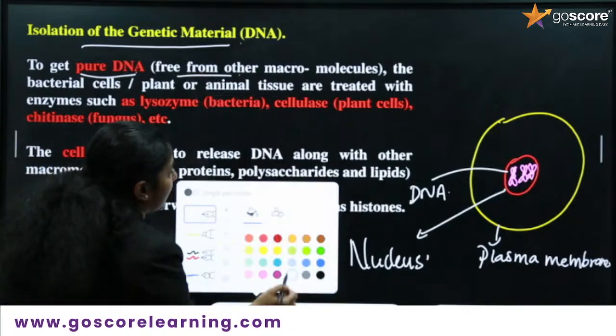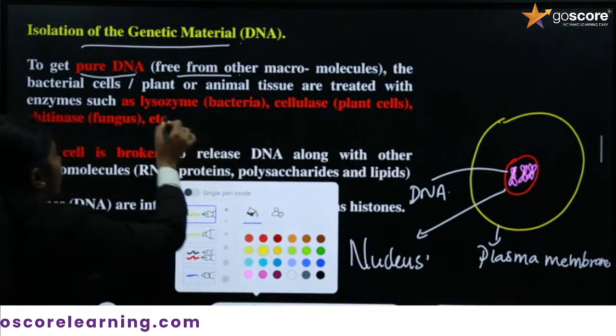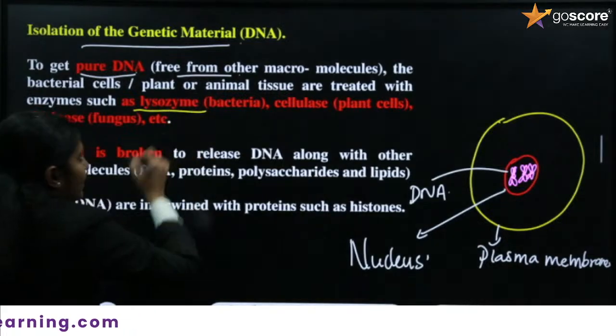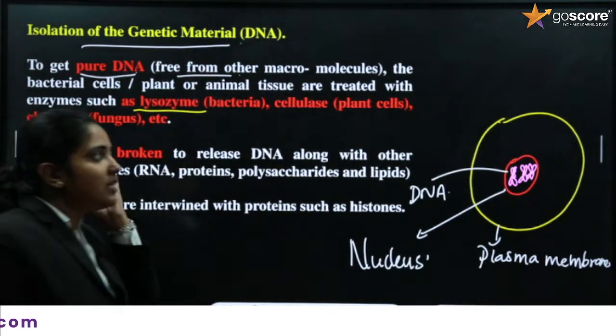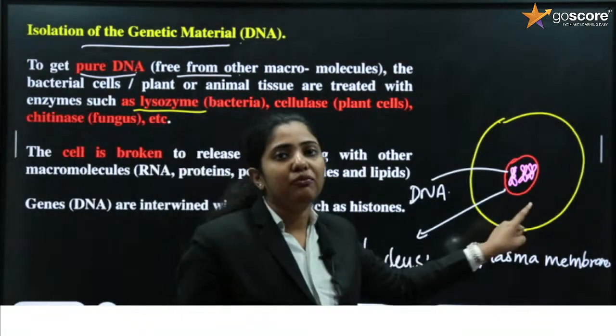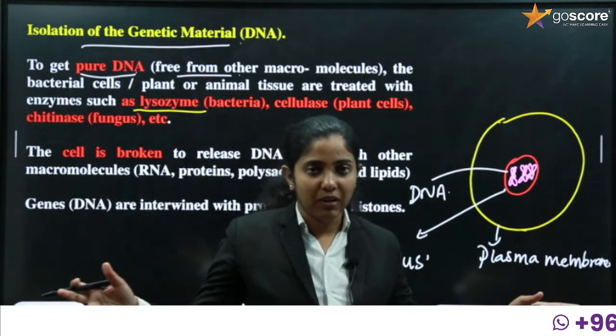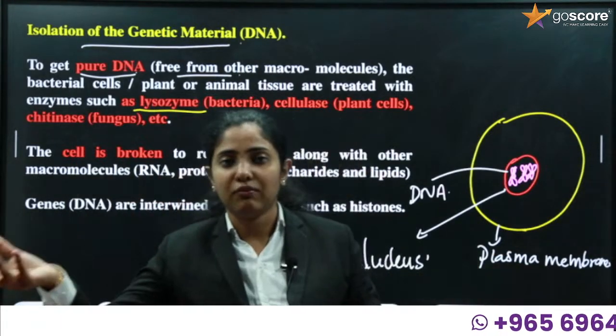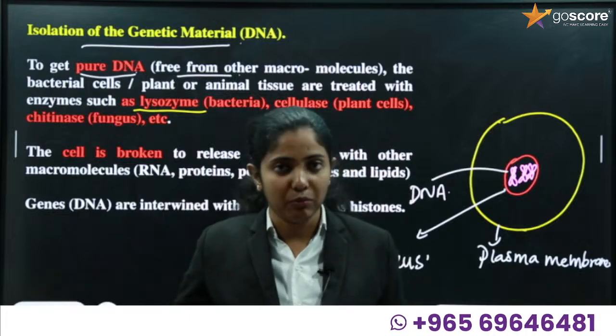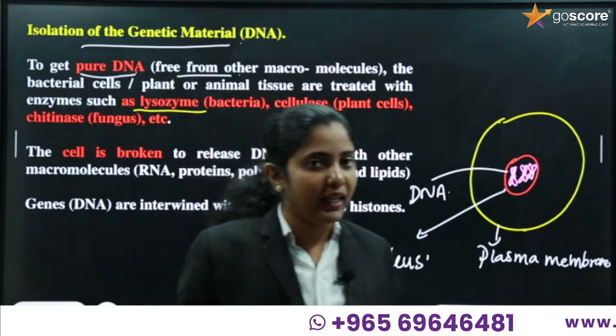Study what the different enzymes involved are. Okay, what are the different enzymes? First one is lysozyme. For bacteria, the plasma membrane has to be broken first. Then the nucleus has to be broken. From the nucleus, what has to be taken out? DNA has to be taken out, right?